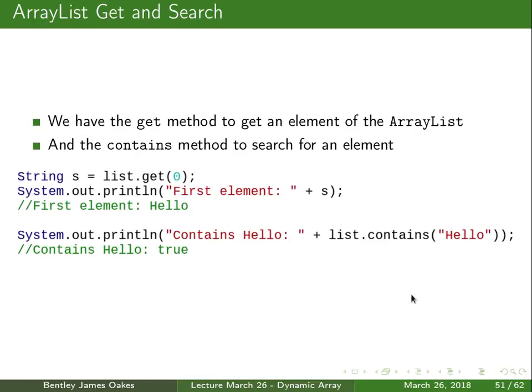And just to show you some more methods, here, String s is list.get(0). So this is the way you index into an array list. If I want to get the first element in an array list, it's list.get(0). That will return the first element. We can also do searching. So we can see, does our list contain the word hello? And in this case, it does.